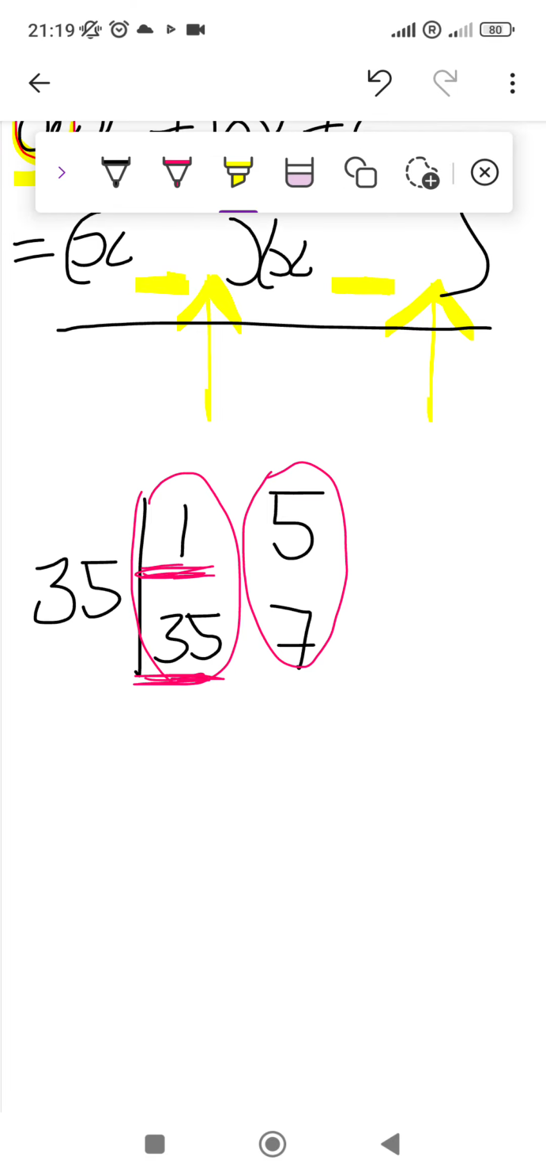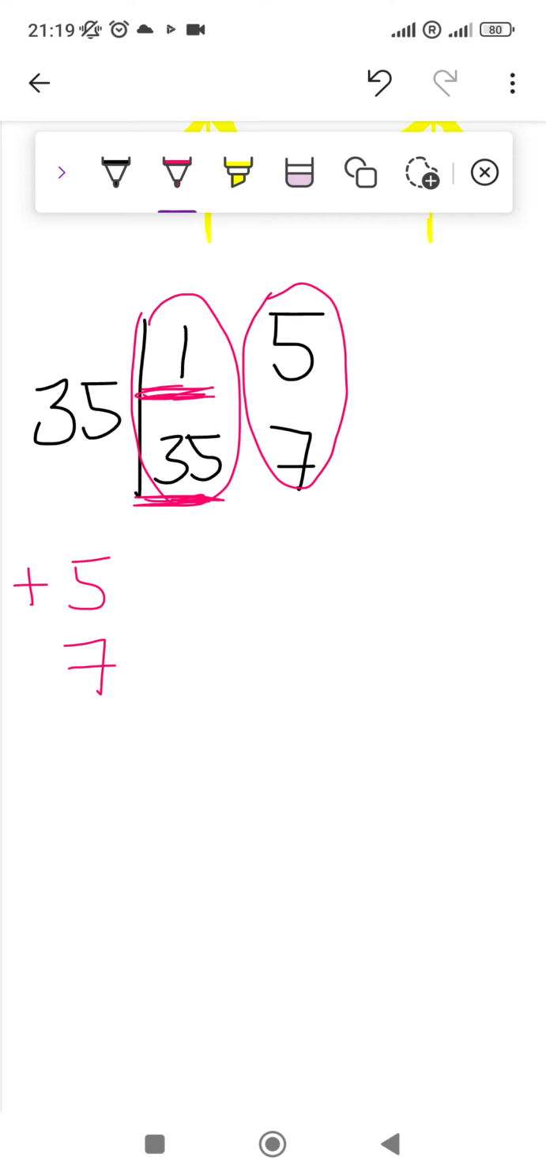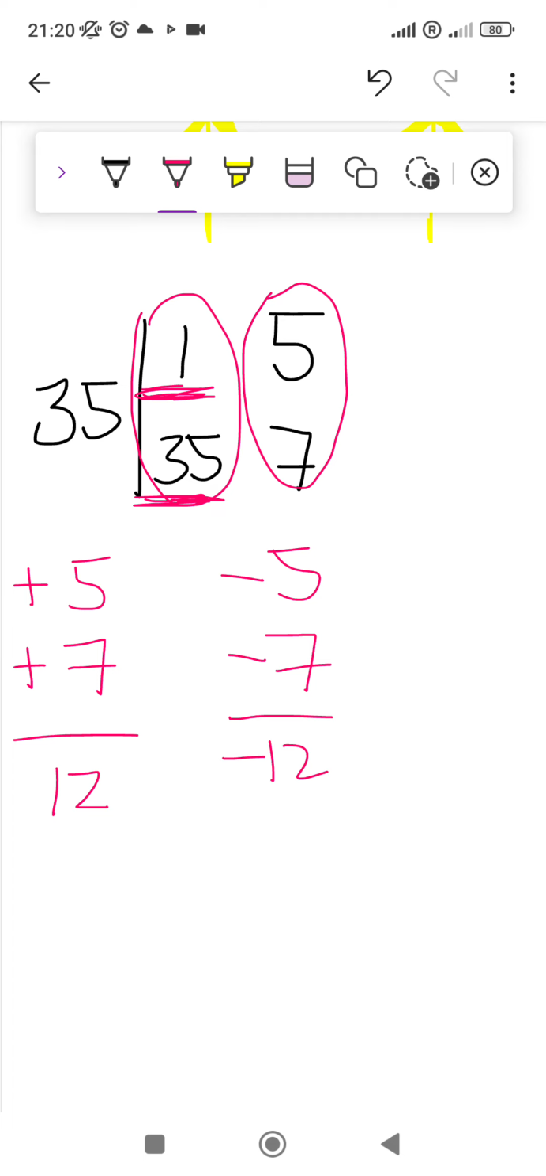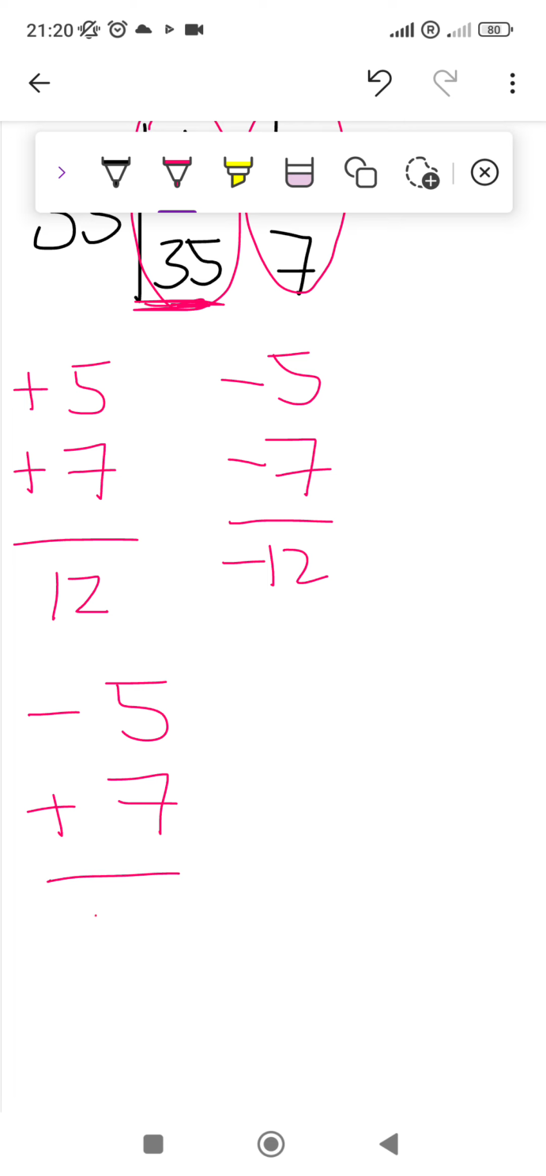So let's go look at our second pairing, this 5 and the 7. We're going to do the same thing with the 5 and the 7. If I have the 5 and the 7 and both of them are positive, 5 plus 7, that's going to give me 12. What about if both of them are negative? Minus 5 minus 7 will give me a minus 12. So that pairing can get me positive or negative 12. What if I have them with different signs? If I have a 5 and a 7 and the 5 is negative, the 7 is positive, that will give me a positive 2.